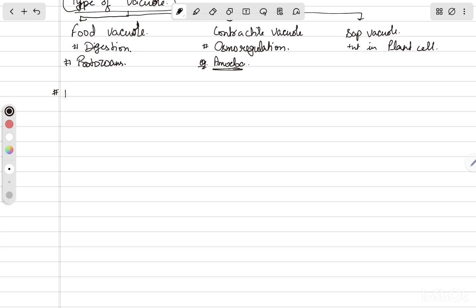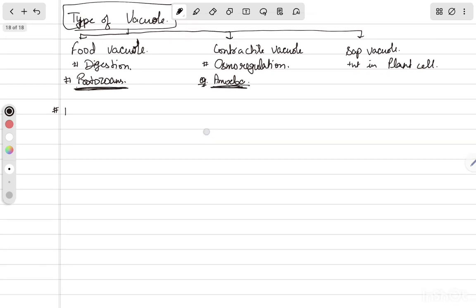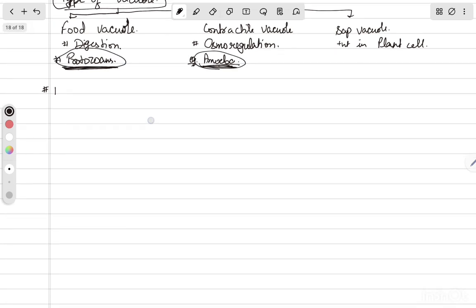If that is true, in protozoan also contractile vacuole is present, in amoeba also food vacuole is present, both are formed in both the cases. But in NCERT particularly it is given that it is present in protozoans and it is present in amoeba, right?